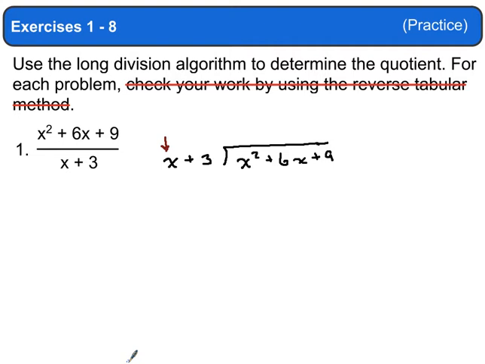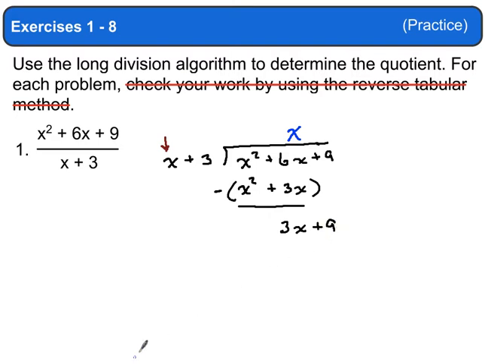Anyway, if we were to take this x and divide it into x squared, that would go into it x times. Remember, put the x above the x family, the linear family. Then you're going to do the distributive property. X times x is x squared. X times 3 is 3x. I recommend the parentheses with the minus sign. This should go away. And then 6x minus 3x is 3x. And then I put a plus 9.